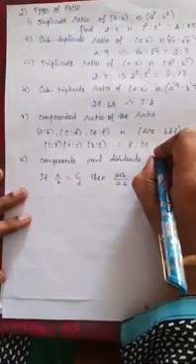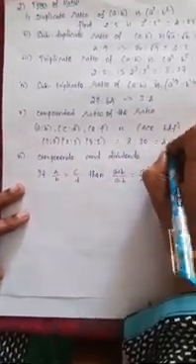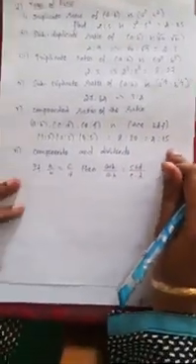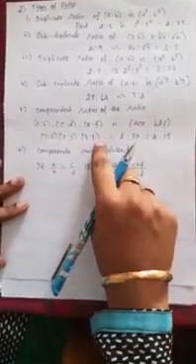Here the common factor is 2. So divided by 2 we get 4 is to 15. So 4 is to 15 is the compounded ratio of 1 is to 2, 2 is to 3 and 4 is to 5.